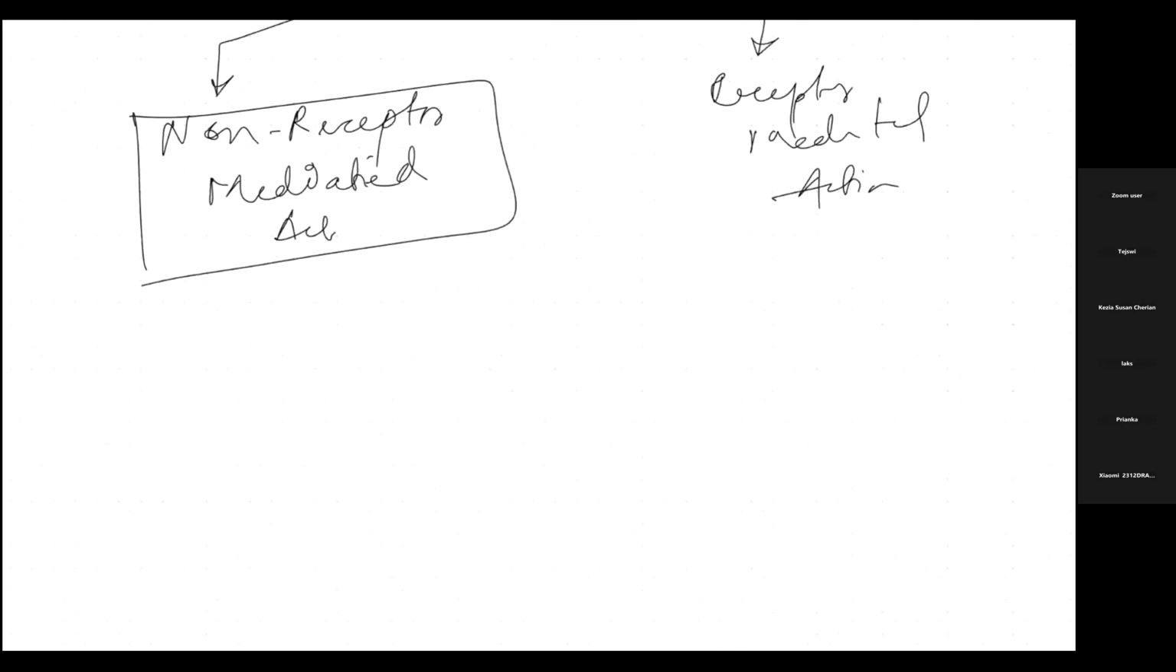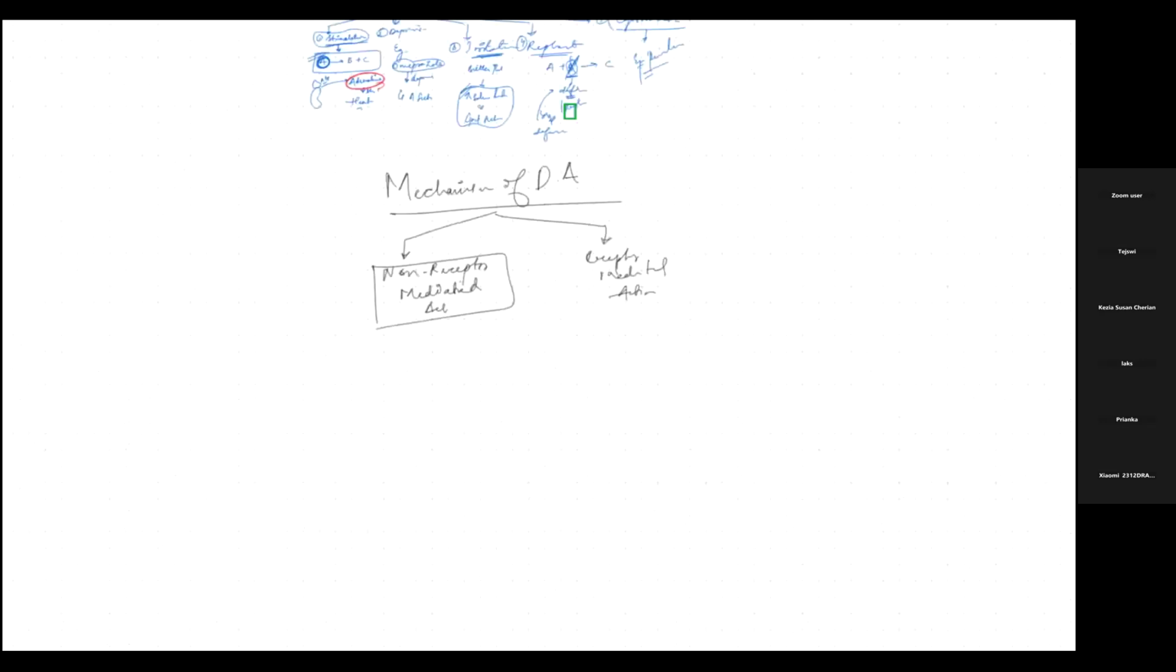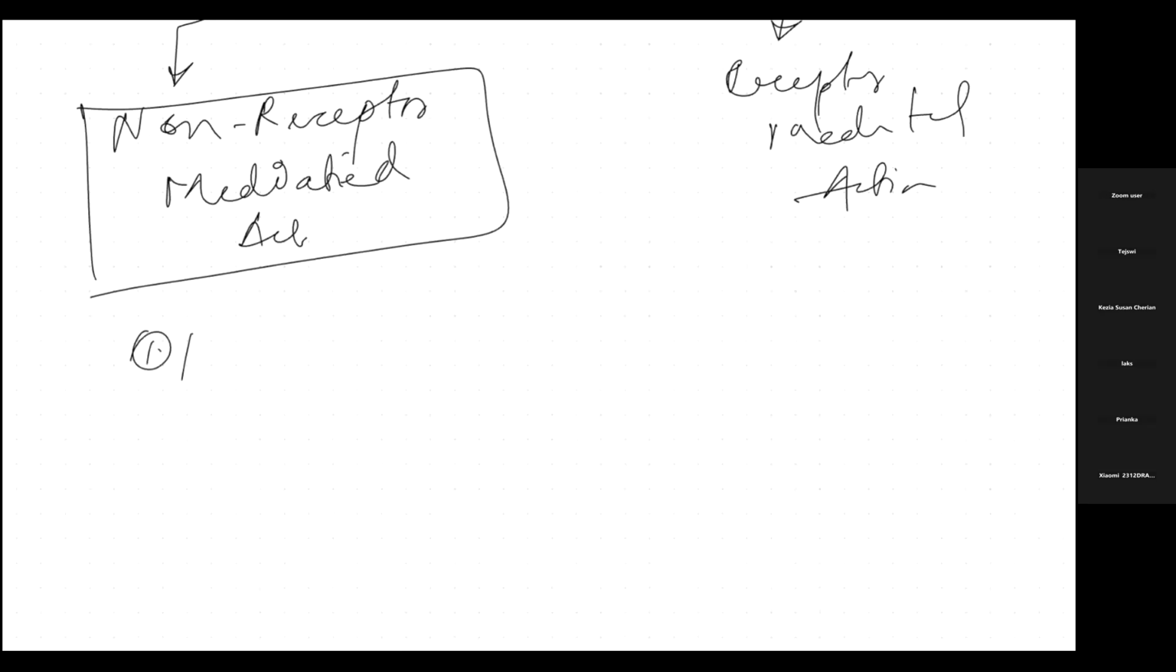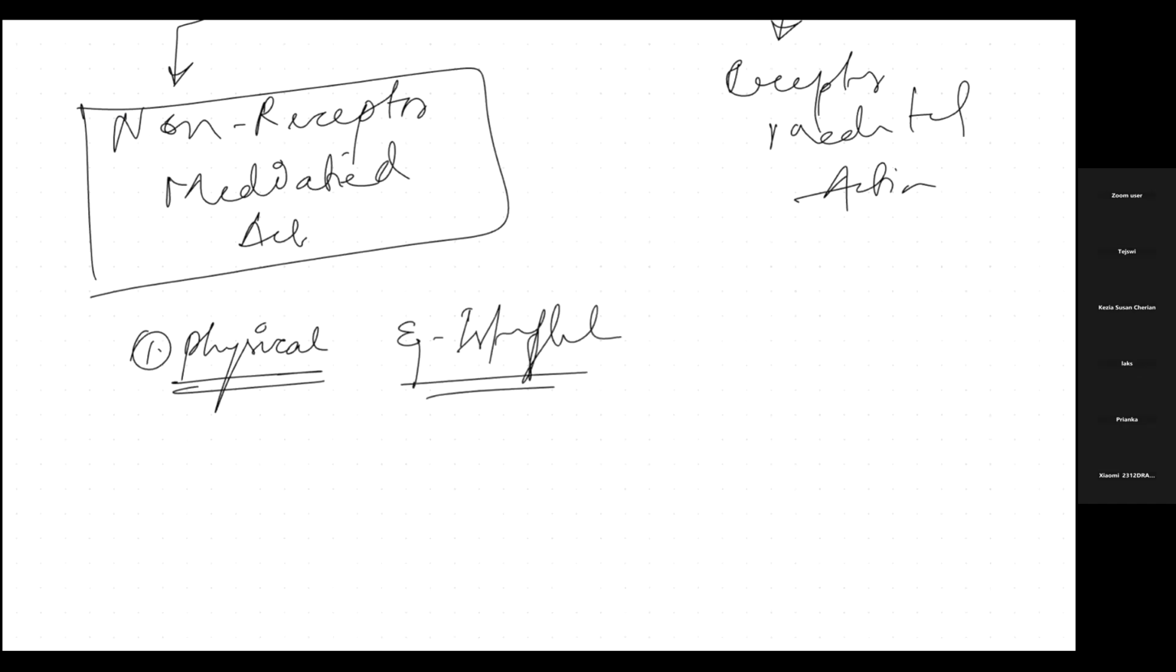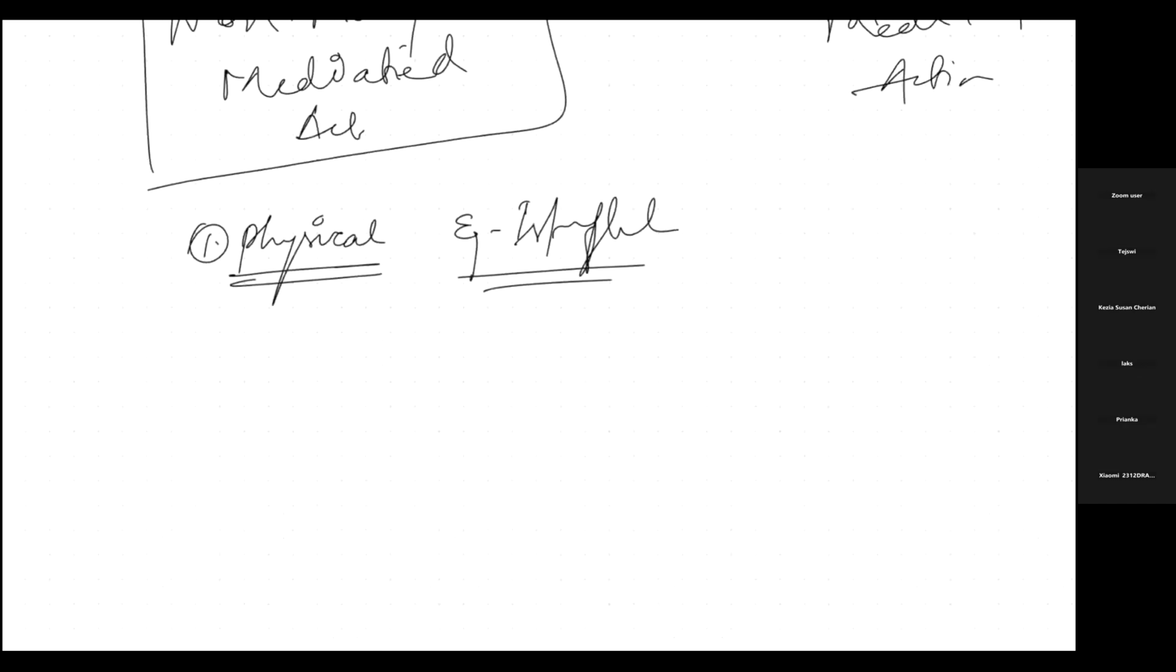The first one which we can see in non-receptor mediated is the physical one, the typical example that I gave about the physical mechanism of action. Basically, a physical property of the drug is responsible for this action. The same example of isabgol can be taken: it will act as a laxative by creating bulk. So this is a physical action. Another example is magnesium sulfate. This magnesium sulfate retains fluid inside the lumen because of osmosis, and thus increases the fecal bulk and brings out laxative action. So this is also one of the examples.